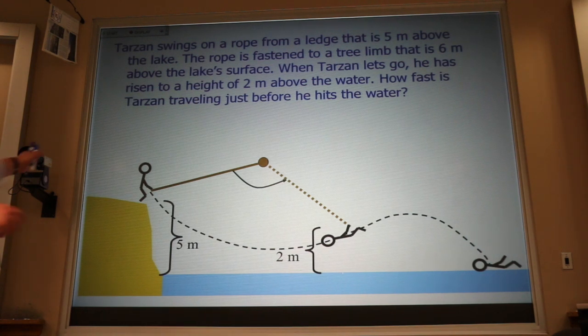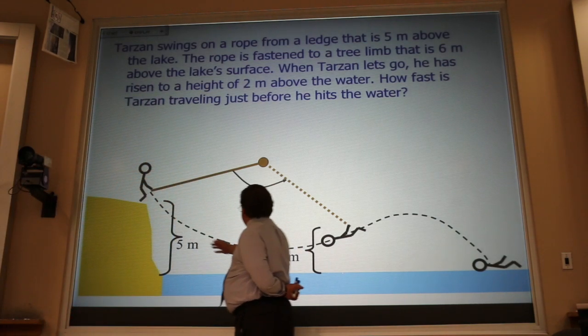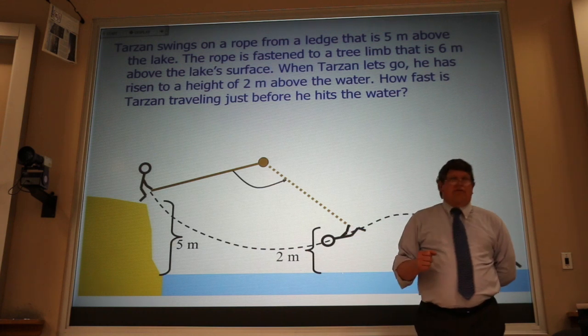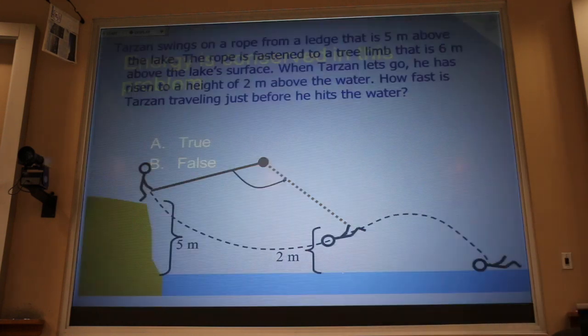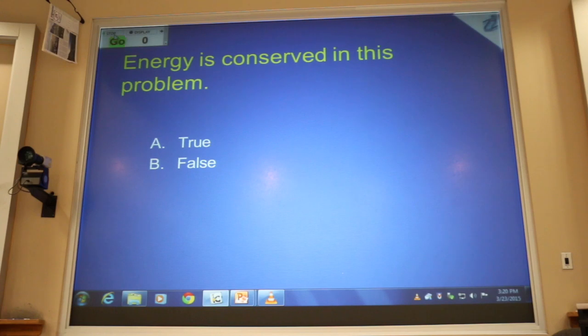Now, we have Tarzan starting from rest, 5 meters above the water. He swings down, releases, and flies through the air. My question to you is, true or false, energy is conserved in this problem? True or false?